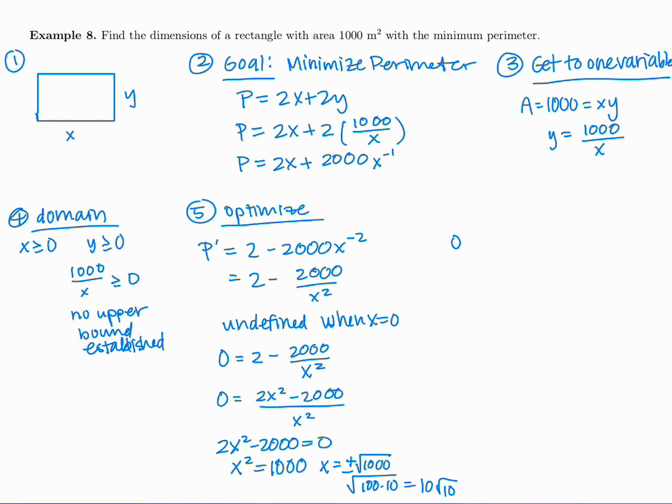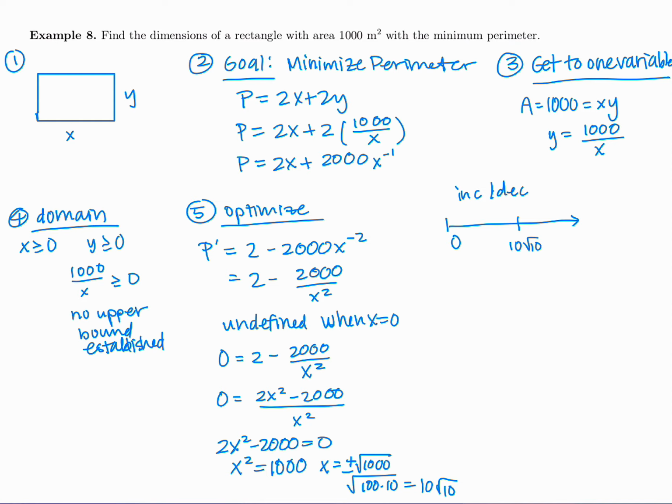So I'm going to think of this kind of like when we do that increasing, decreasing idea for our relative extrema. So 10 square root of 10 can go right there, and there's 0, and that's going to go forever in that direction. And I'll do my increasing, decreasing test. Really hoping that this is a minimum, because that's my goal, to minimize perimeter, and I need to show that it is indeed a minimum and not a maximum value.